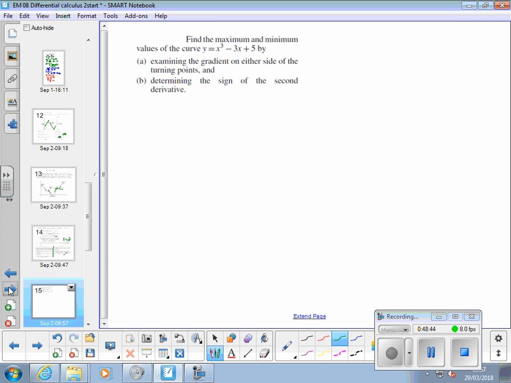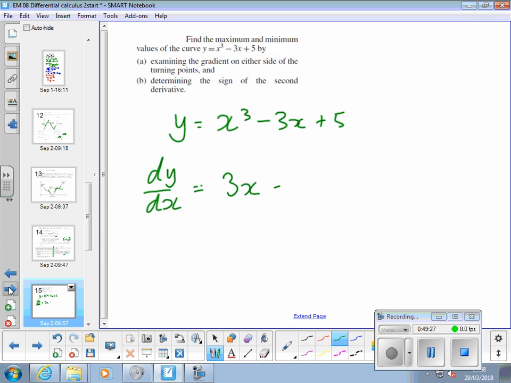So, we're going to find the maximum and minimum values of the curve y is equal to x cubed minus 3x plus 5. We can look on either side and find the second differential. So the process we need to use is, first of all, the differential of that function. So differentiate x cubed minus 3x. Yes, 3x squared, sorry, minus 3. That's the first differential.